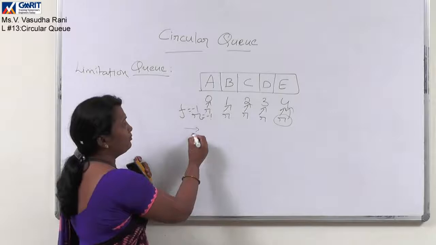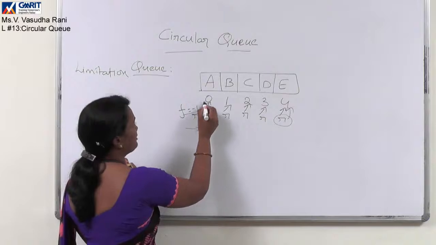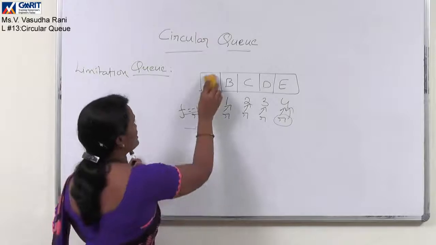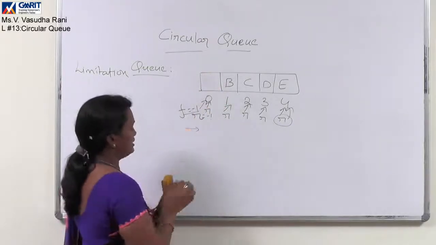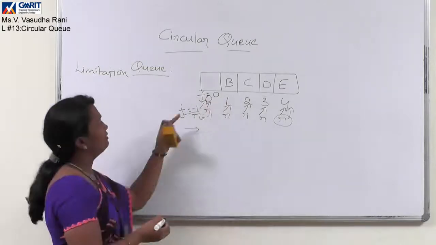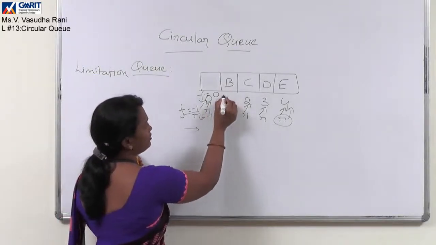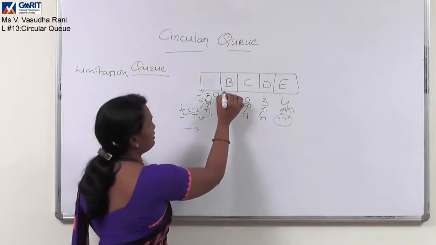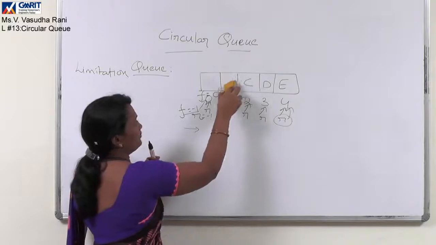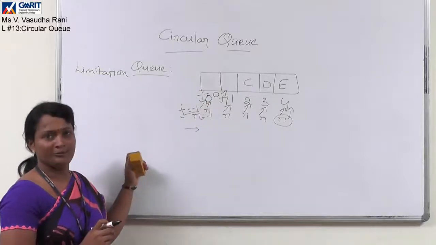But now if you perform deletions, initially your front is minus 1 and you make front refer to the 0th location, and you remove this element. After removing this, your front value is 0 and there is an empty location in the front part. Now if you delete the second element also, front becomes 1 and it refers to this, and B also gets deleted from the list. Now we could observe that in our queue there are some empty locations in the front position.